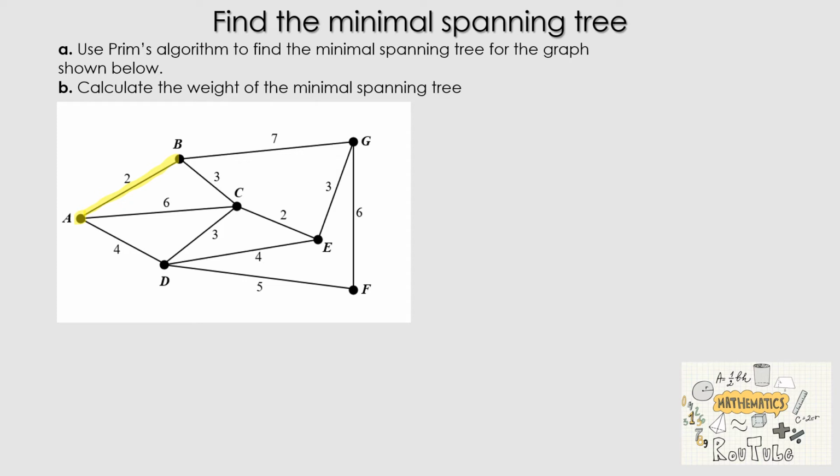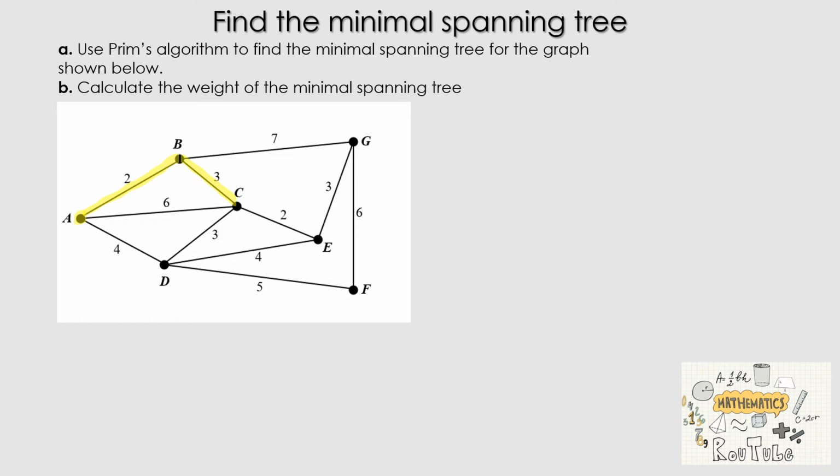So from here, we've got a few different options that we can take. We can go from B to G, we can go from B to C, we can go from A to C, we can go from A to D. If we have a look at all those green ones, you should be able to identify that going from B to C is the smallest edge, so therefore that's the one that we are going to select. So therefore from B to C.